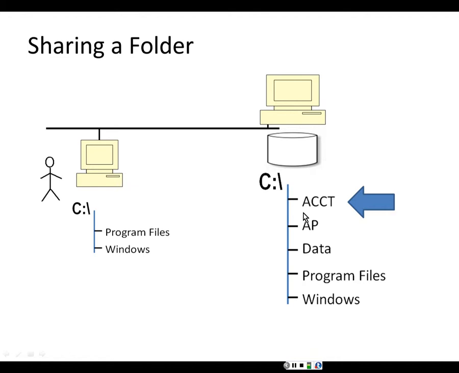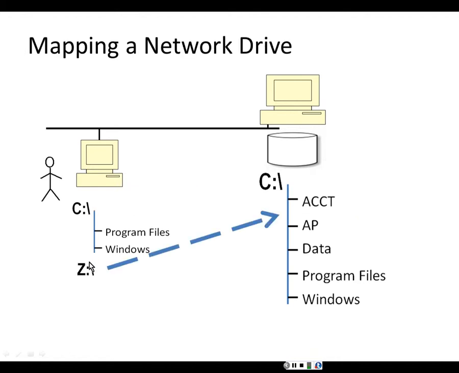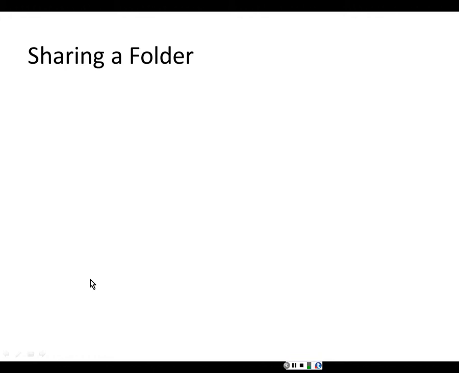And then after the folder was shared, you would go to the workstation and you would map a network drive to that shared folder so you could access the files in the folder. Mapping a network drive means making a connection from a workstation to a shared folder on the server and assigning that connection a drive letter. So let's share a folder.